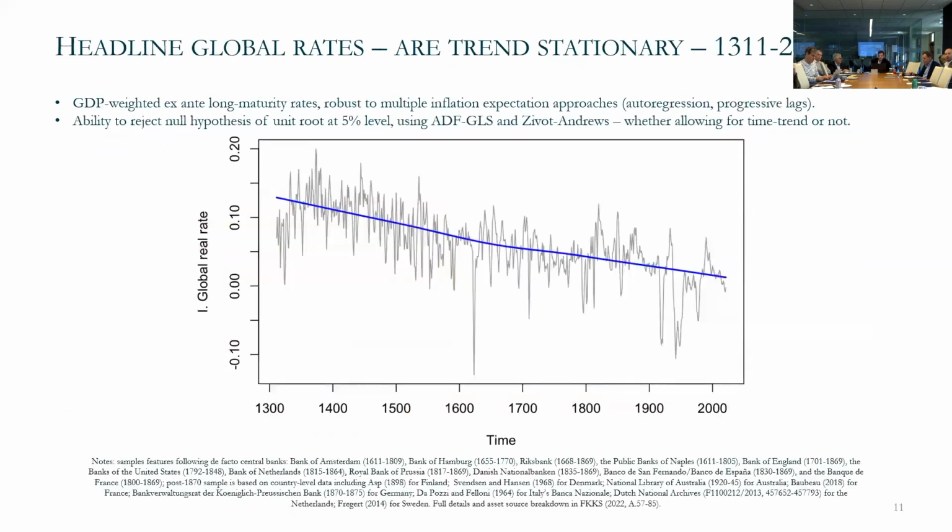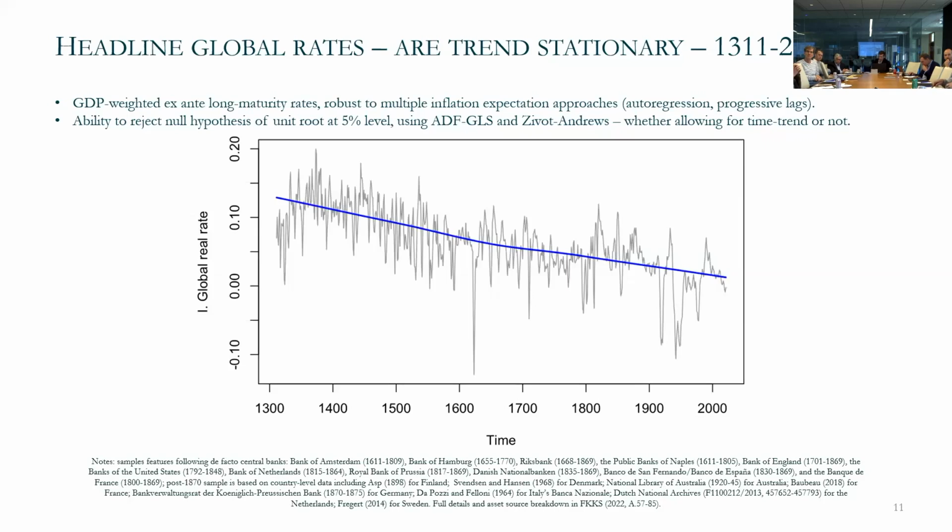How does it look? Here we see our key result: global real interest rates are trend stationary. I won't show you all the tables because it's a bit dry, but you can see them in the paper. We can confirm it at least at the 5% confidence level for all the individual country series and for the global series. Here you see a GDP-weighted version of the global interest rate, but we can weigh it in different ways. We show you different ways of weighting these individual country constituents.